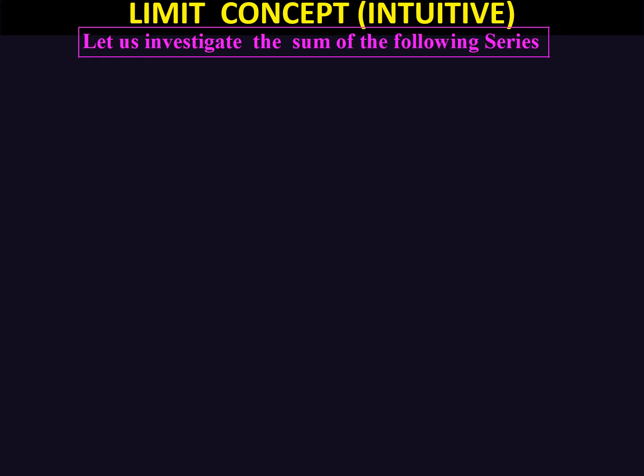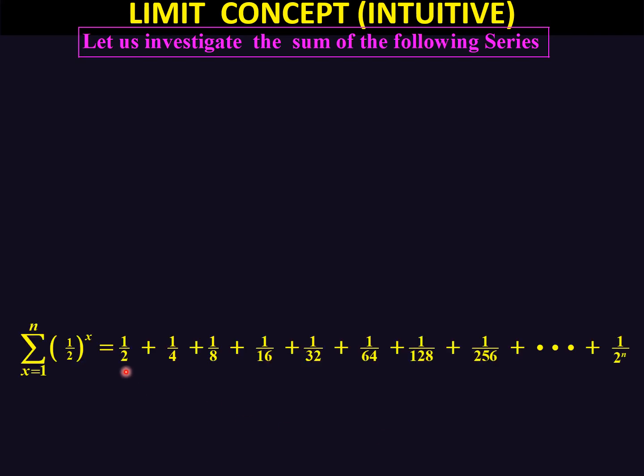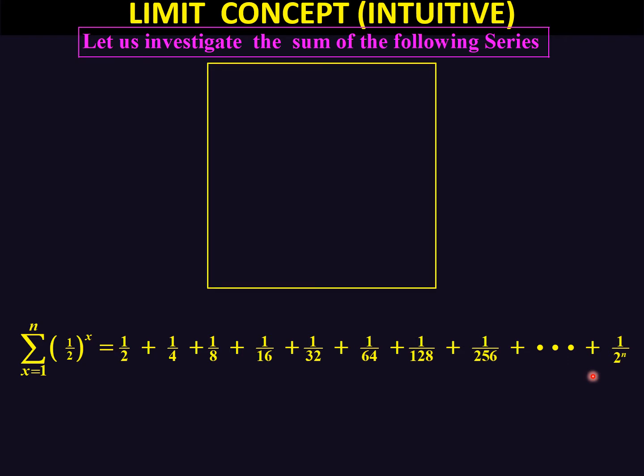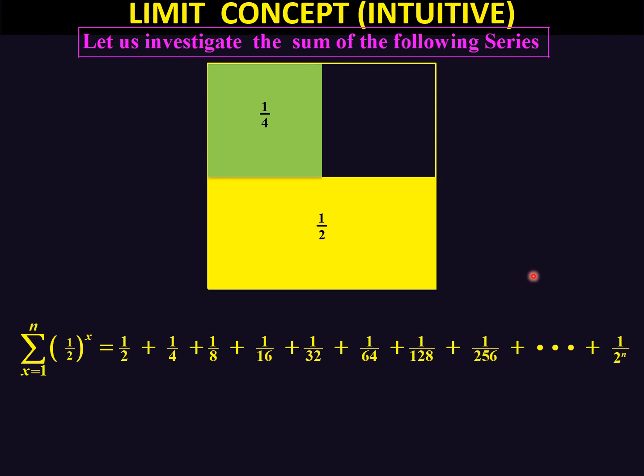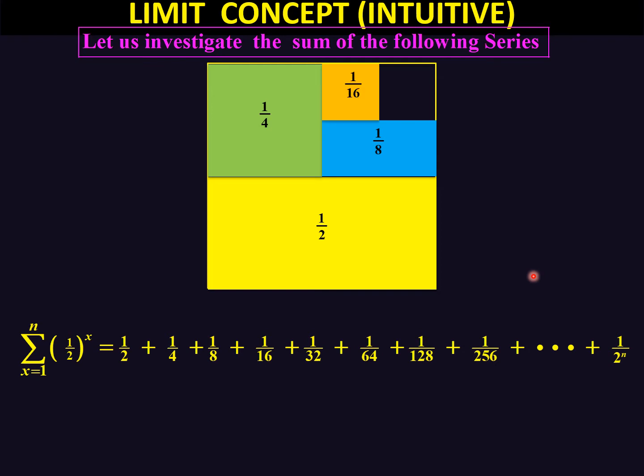Let us investigate the sum of the following series. We take a geometric series: a half plus a quarter plus an eighth plus 1 over 16 plus 1 over 32, etc. Right? Let's look at it geometrically. Let's say I take a square. So half would be half of the square. And then I take half of what is left, that's a quarter. Then I take half of what is left, that's an eighth. And then half of what is left, that's 1 over 16. And I can continue, half again, 1 over 32.